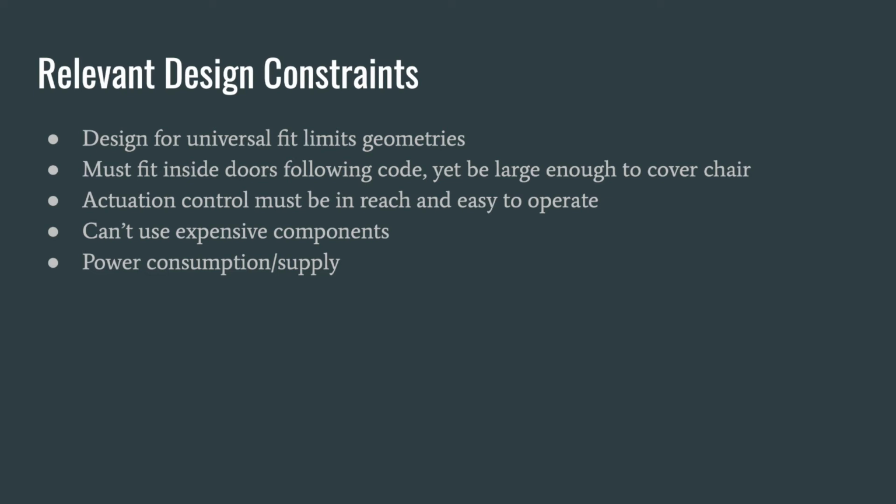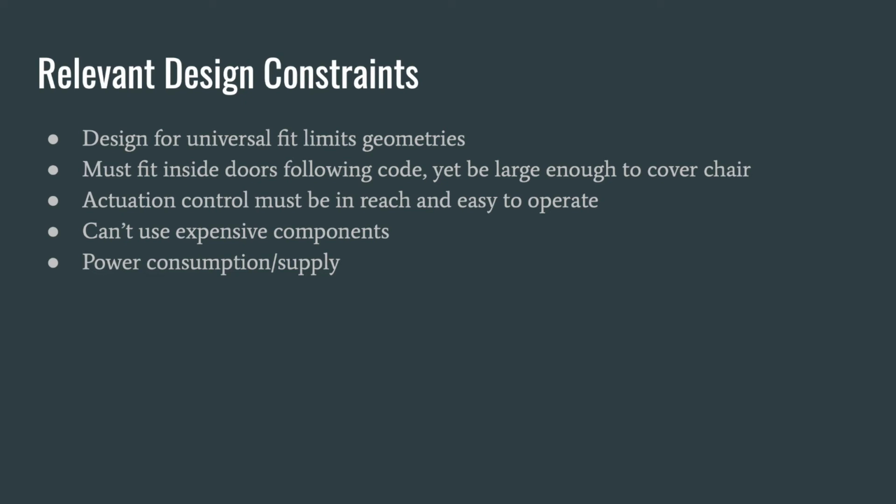The main human input in this product would be the signaling of the actuation, which is how the user operates the canopy. In order to make this easily operable, the actuation control must not only be in reach of the user, say if they have limited arm mobility, but also must be easy to push/activate.